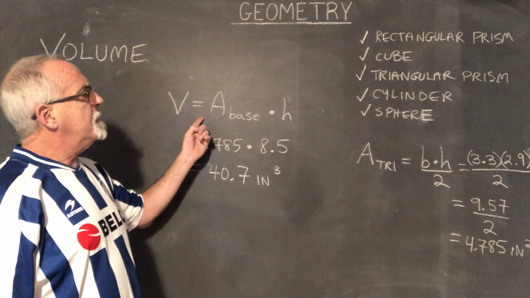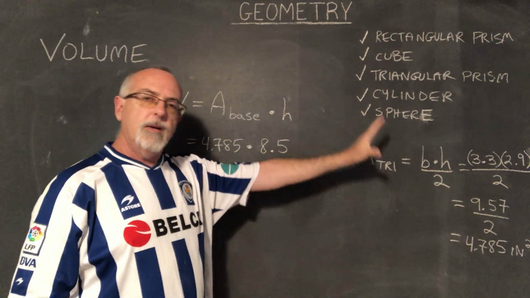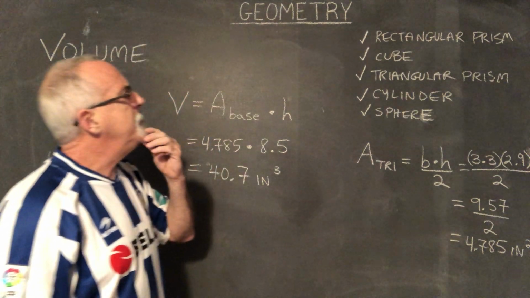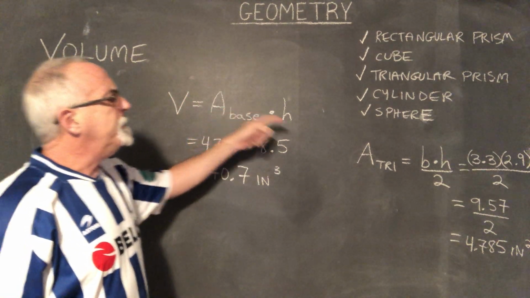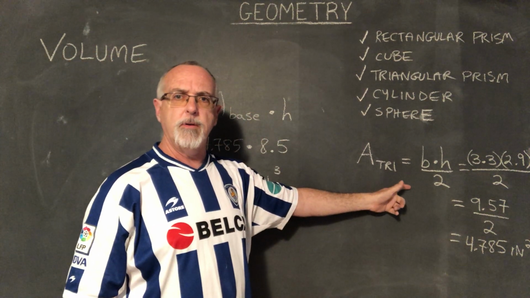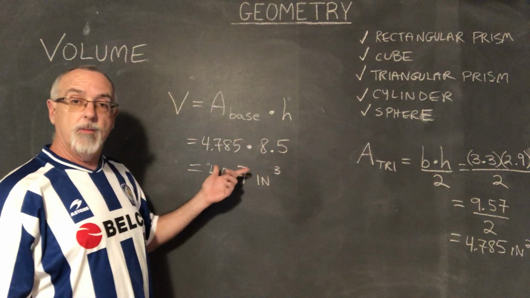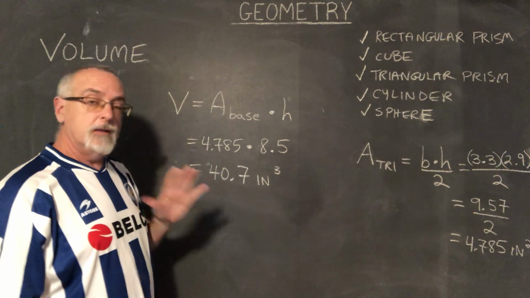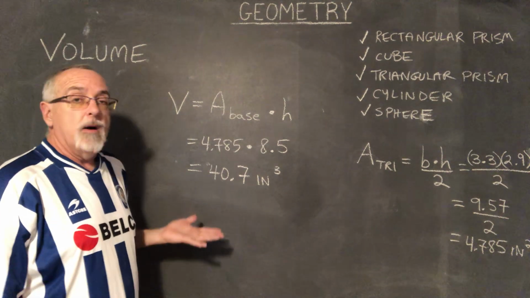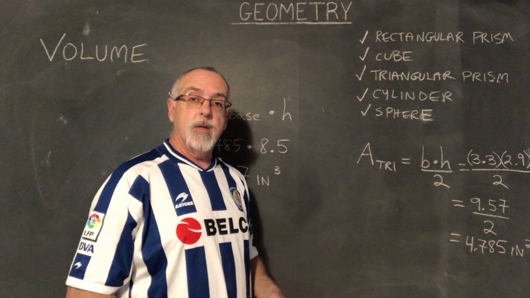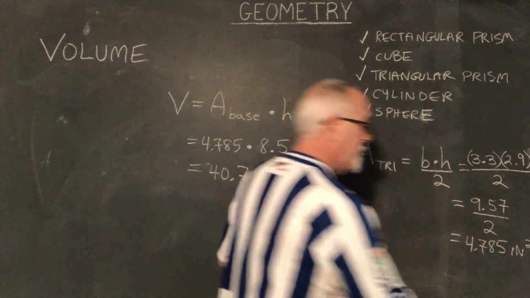So the triangular prism is a little bit different because we sort of go off to the side and do the area of a triangle formula to get one of the values that we need, so we can do this formula. So it is a little bit different, but it's not hard. We're already quite good at using the area of a triangle formula, so we don't find that hard.